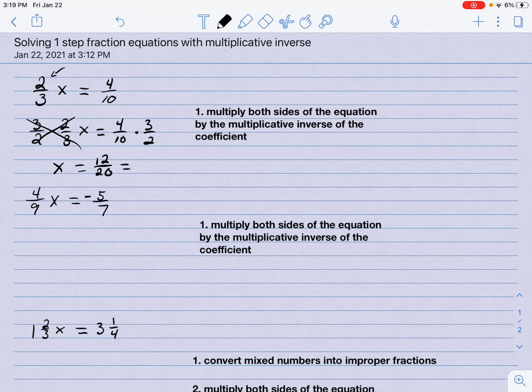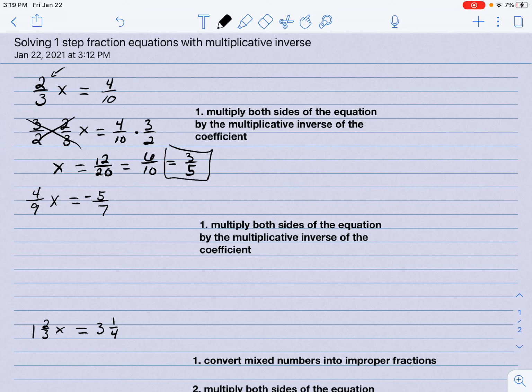2 can go into both of these, so we're going to simplify that to 6/10. And 2 can go into that again, so technically 4 could have gone into both of them, but we can keep simplifying. So 2 goes into that, and we get 3/5. Okay, so this gives us our answer for x.